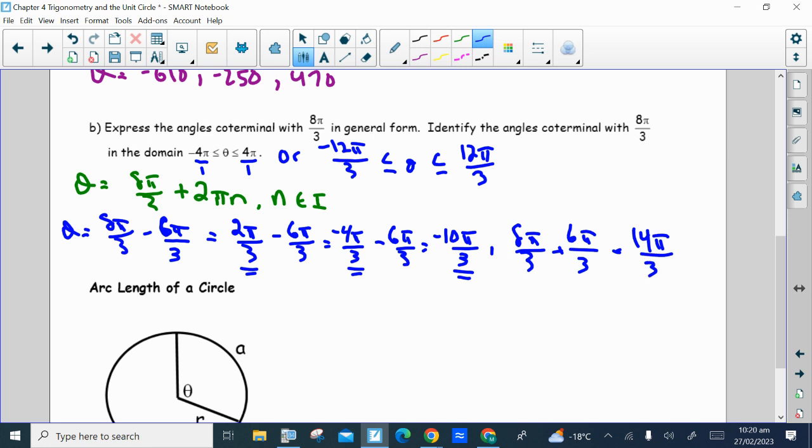Can we use that, Dylan? Why? It's too big. Not in the domain. It's greater than 12 pi on 3, which is our upper limit that we set. So we cannot use this one. We only have one positive, which is our 2 pi on 3, and two negatives: negative 4 pi on 3, and negative 10 pi on 3. Those are the only ones that work for the specified domain that we are given.